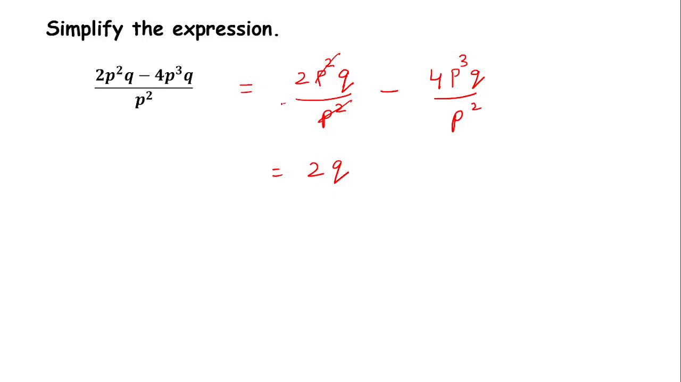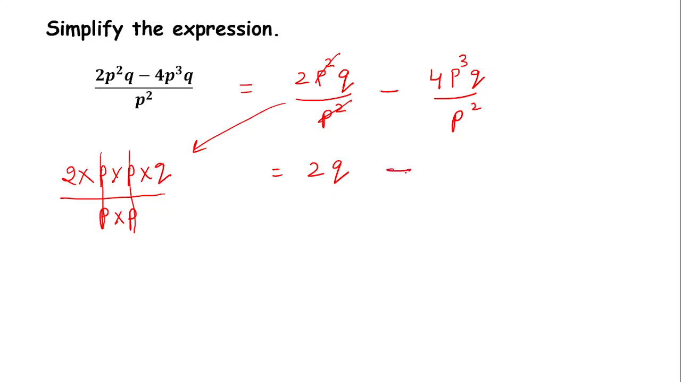If you are not getting this part, let's see how I solved this. 2 times p times q divided by p times p. This p got cancelled, this p got cancelled. What are we left with? 2 times q. Yes, I got it.